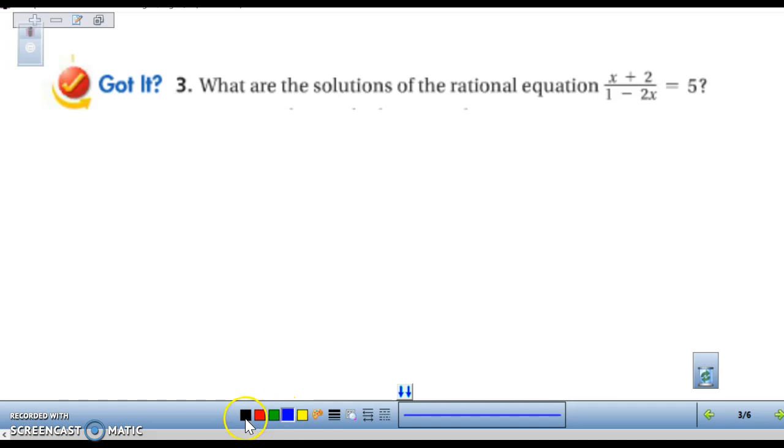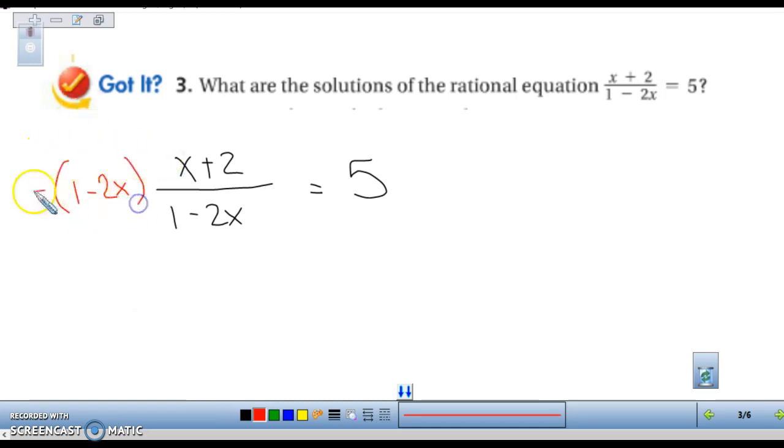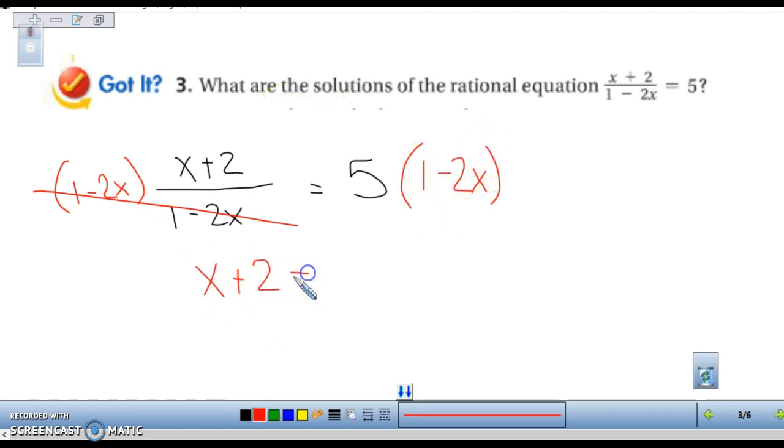And last but not least, we have got it number 3, where we have to solve for x, and we have it set equal to 5. So what we're going to do first is multiply by 1 minus 2 from the left-hand side to the right-hand side. So we have x plus 2 equals, distribute your 5 minus 10x.